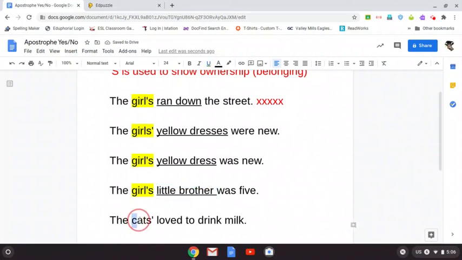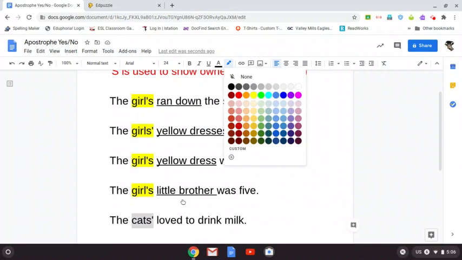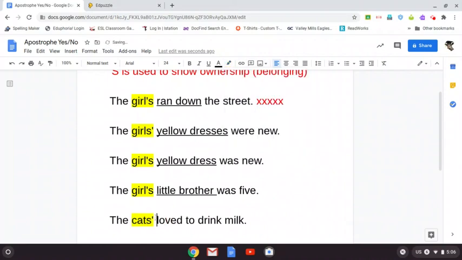All right, let's look at this one. This one has an apostrophe S. So I'm going to look at the words right next to it, maybe the next couple of words. I'm not going to go too far. Okay, does loved belong to the cats in some way? No, that does not belong. So that is definitely incorrect. So on that one, I would say no, that's incorrect.